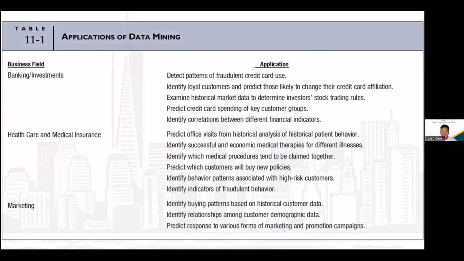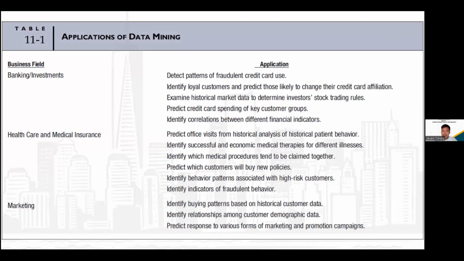So sa banking and investments, pwede na-apply yung data mining sa pagdetect ng patterns of fraudulent credit use, identify loyal customers and predict those likely to change their credit card affiliation, examine historical market data to determine investor stock trading rules, predict credit card spending of key customer groups, identify correlations between different financial indicators.